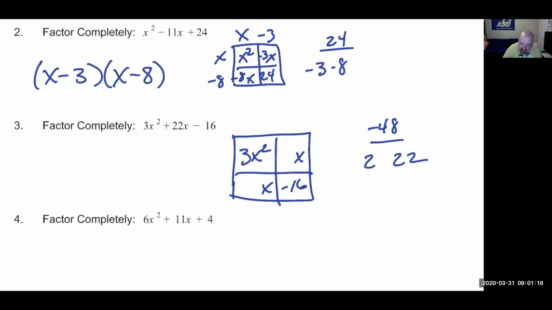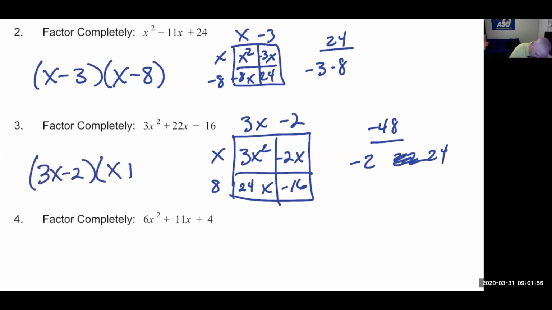To get -48, they'd have to be opposite signs, so one's positive, one's negative. To add up, I'm sorry, to add up to 22, positive, it'd have to be -2 and +24. So I'm going to put -2x here and 24x there. Going across the top, 3x squared and -2x both have an x in common. 24x and -16 both have an 8 in common. The columns 3x and 24x have a 3x in common, and -2x and -16 have a -2 in common. So 3x minus 2 and x plus 8.